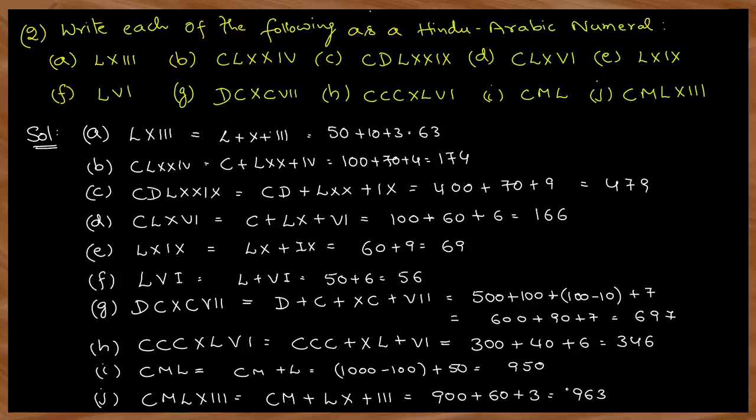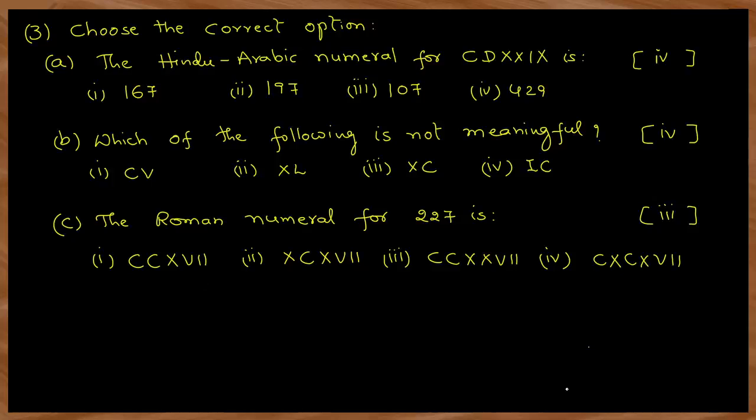963. The next, choose the correct option. The Hindu Arabic numeral for CDXXIX is, convert it and write the answer here. CDXXIX means what here? CD means what here? Up to here this is 400 and XX means 20, plus IX means 9. 429. So here the fourth one is the correct answer.